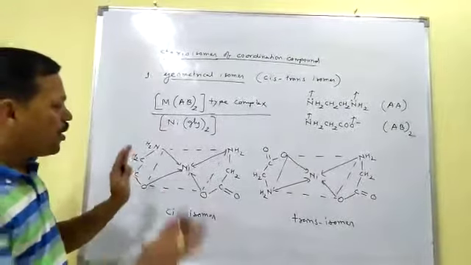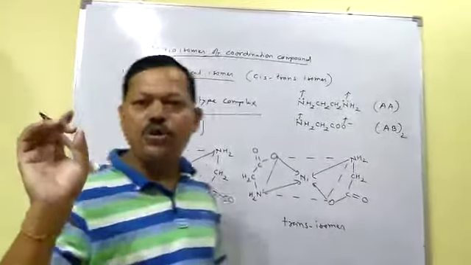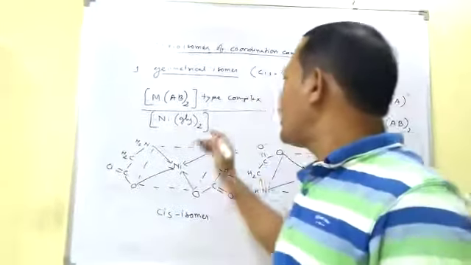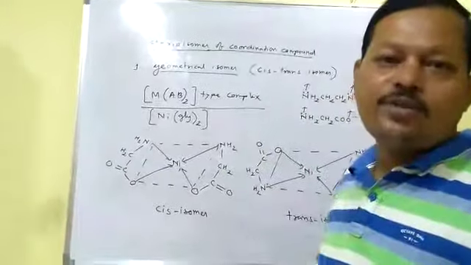So these are the complexes which have coordination number 4 and they can show geometrical isomers in this way. Thank you.